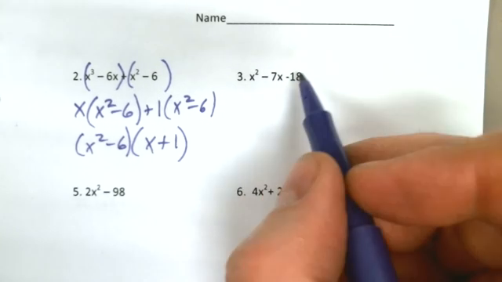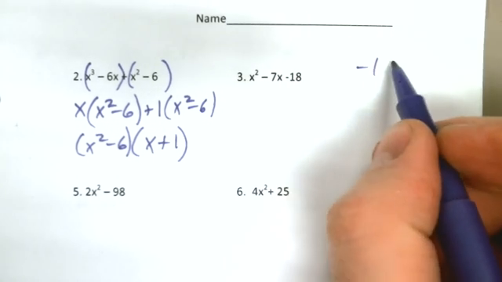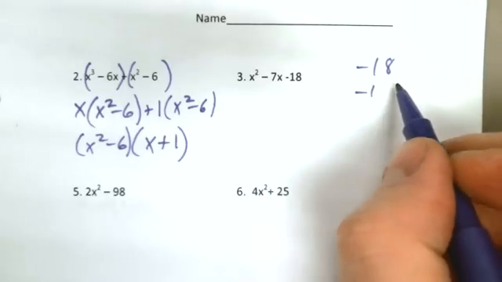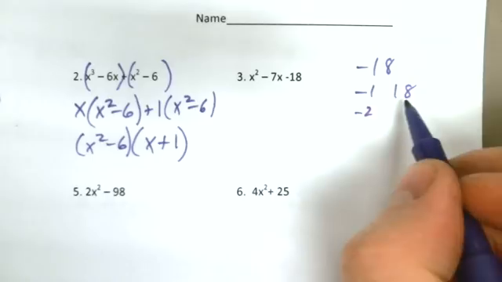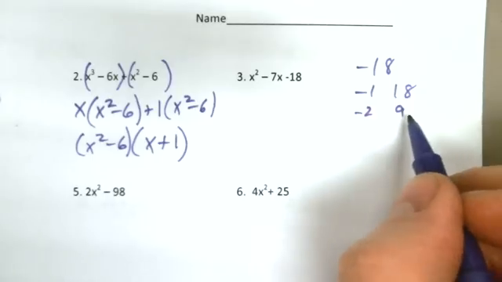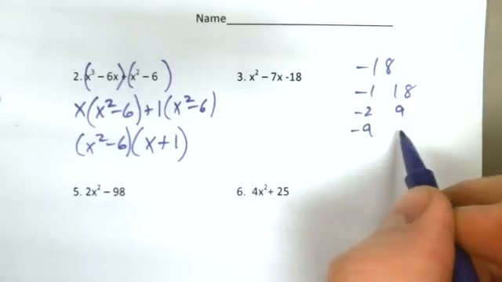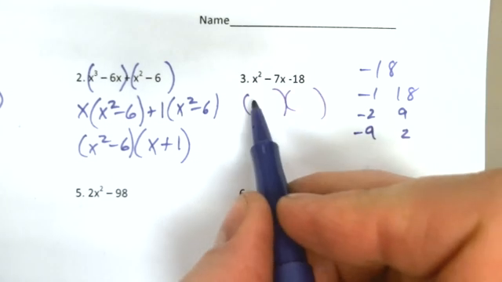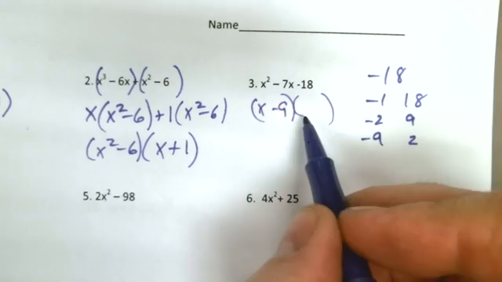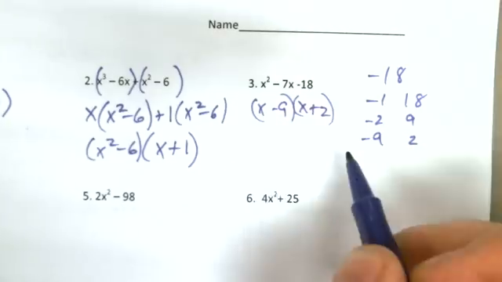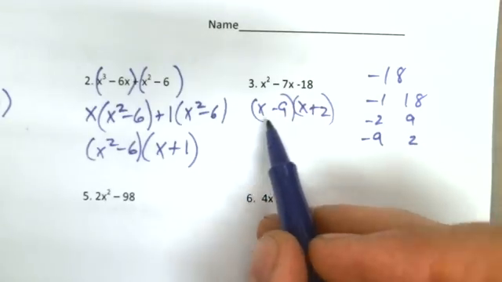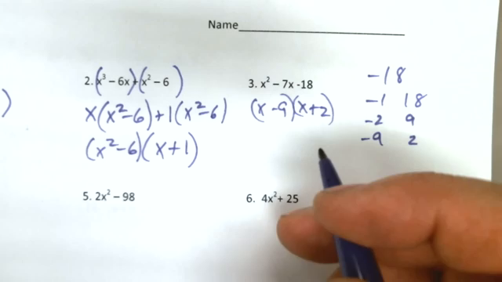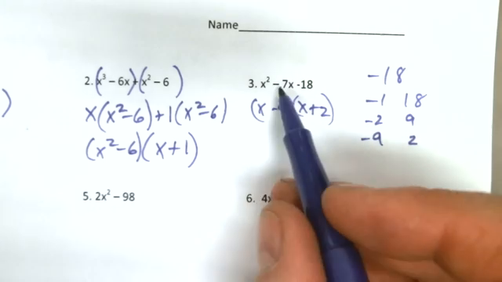For number 3, we are looking for the factors of negative 18 that add up to negative 7. Let's make our list. Negative 1 and 18, negative 2 and 9. That would give me positive 7. So if I reverse them, negative 9 and 2 gives me negative 7. Let's take x minus 9 and x plus 2. To double check, we can do the inside times inside and outside times outside. Negative 9x and positive 2x equals negative 7.